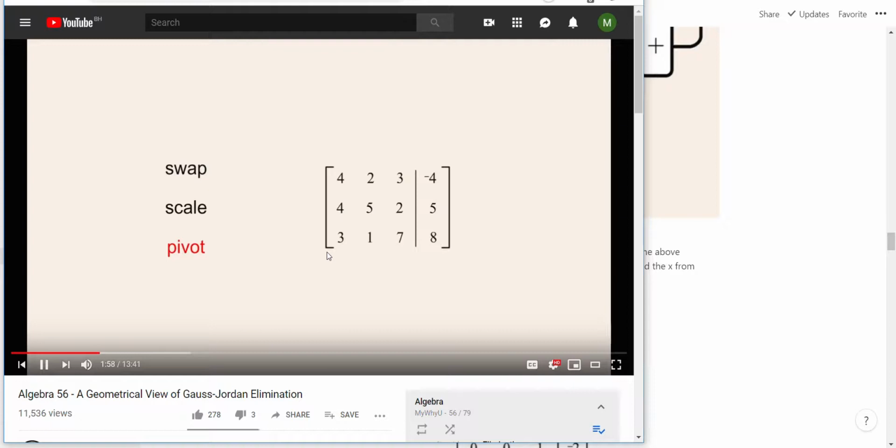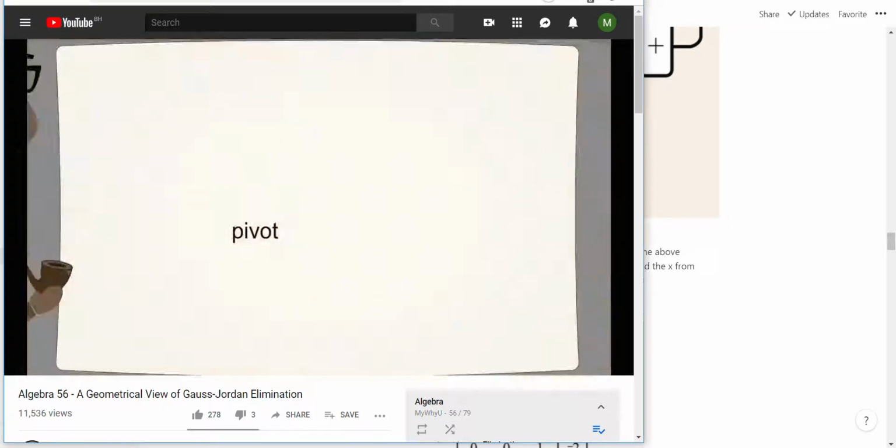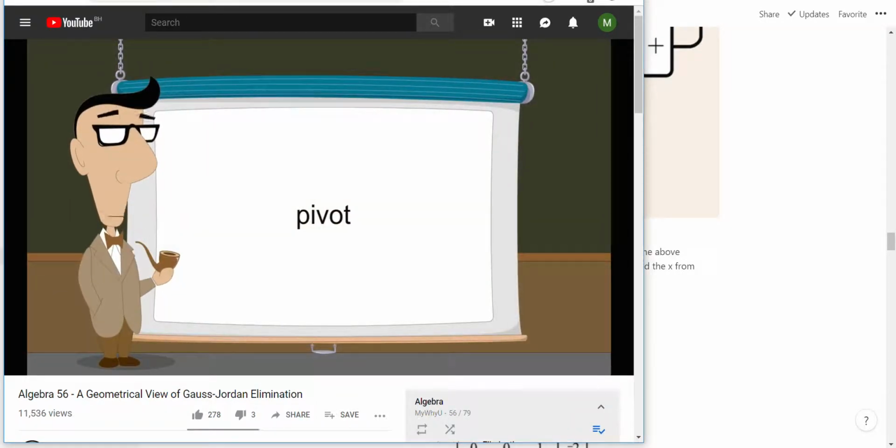Only the pivot operation changes the planes, since adding a multiple of one row to another row changes the solutions and graph of the equation which that row represents. So how exactly does the orientation of the planes change when a pivot operation is performed?